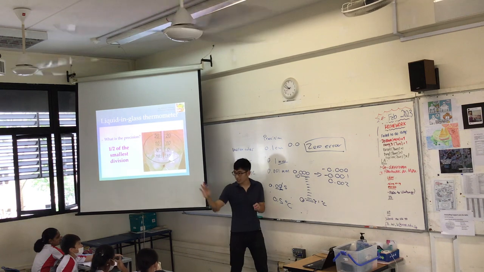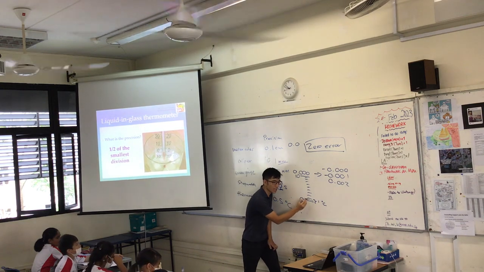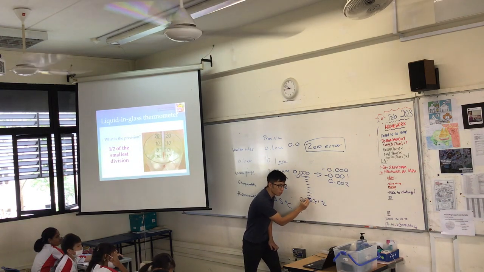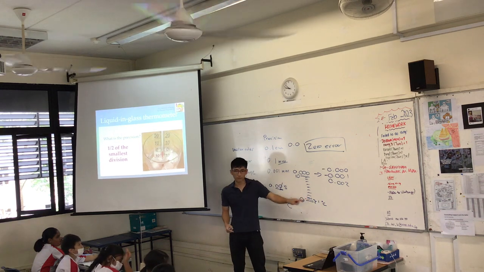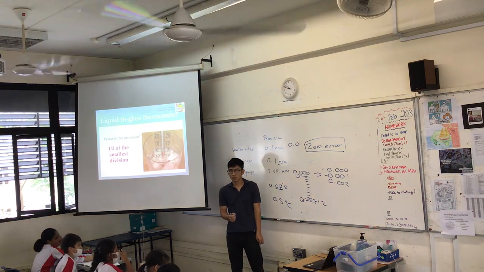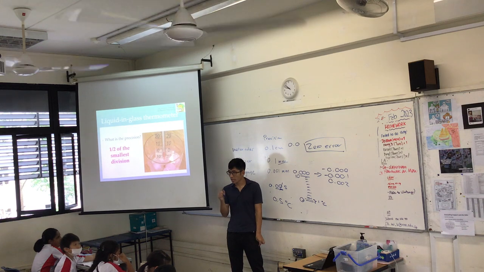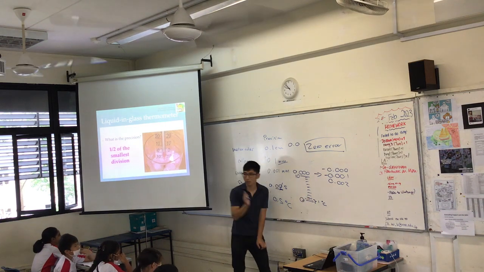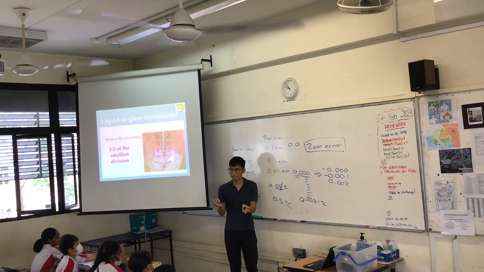What if you notice that it's not exactly in the middle, but slightly closer to one of the values? Then you put what is closer. Unless it is right in the middle, you cannot say it is 0.5.